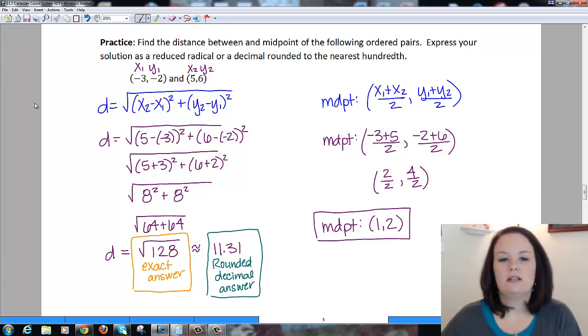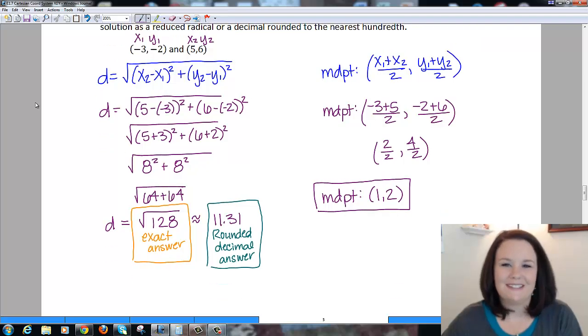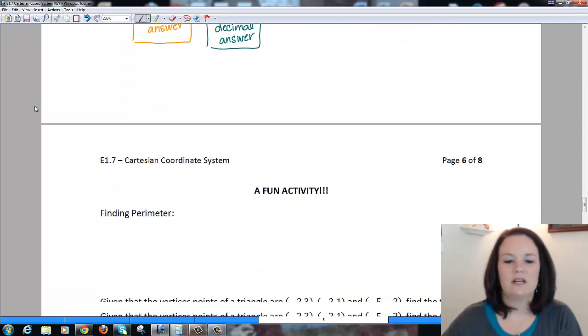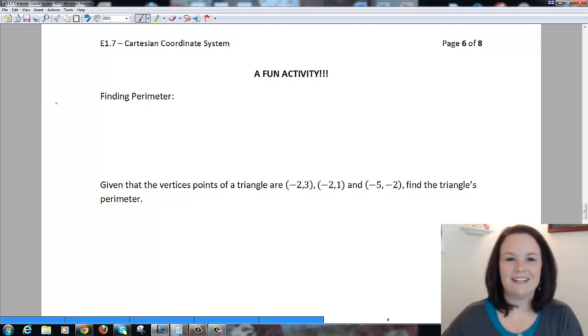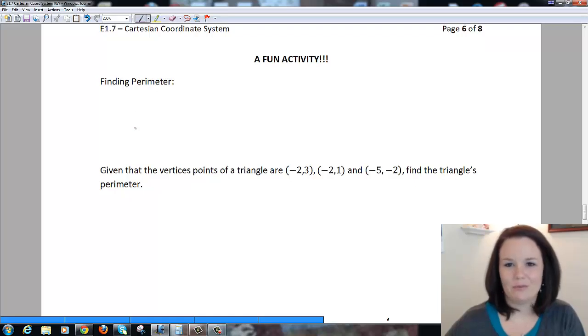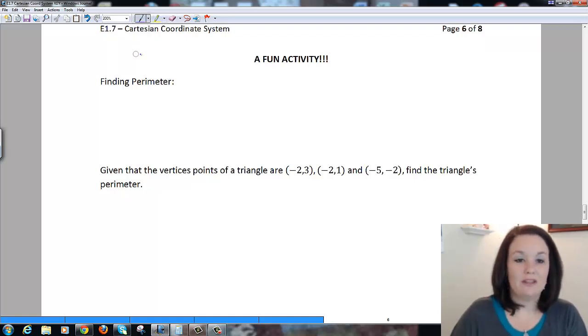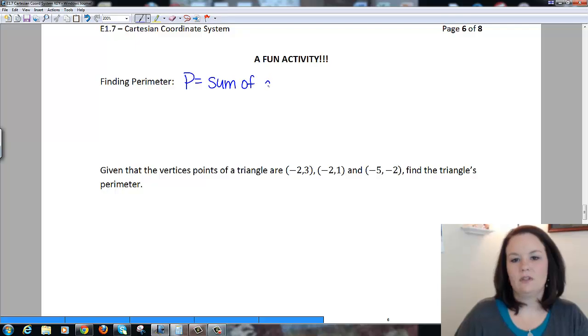All right, so let's go ahead and go on and see how we can use this, okay? So we're gonna go ahead and say a fun activity, okay? Our fun activity here is going to be applying what we know about the distance formula and the edges of a triangle, okay, in order to find perimeter. So remember, whenever we find perimeter, the way that we find perimeter is we find the distance of each length of a triangle and we just add all the sides up, right? So I'm just going to say perimeter is equal to the sum of all edges, okay?